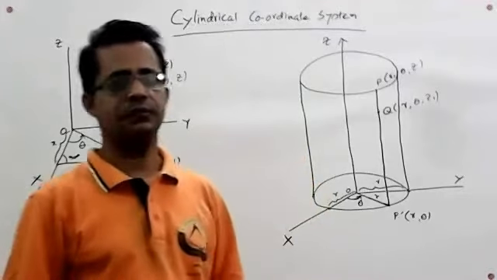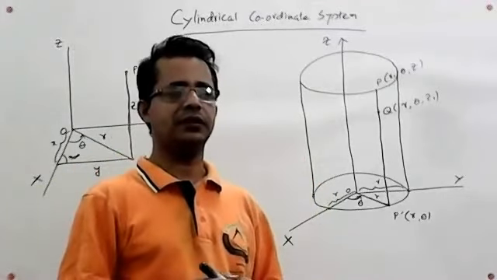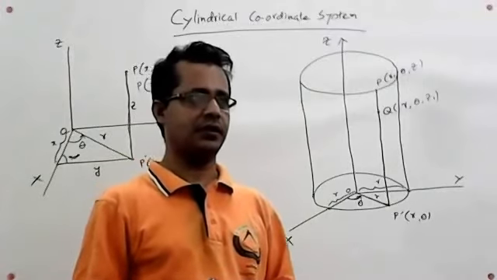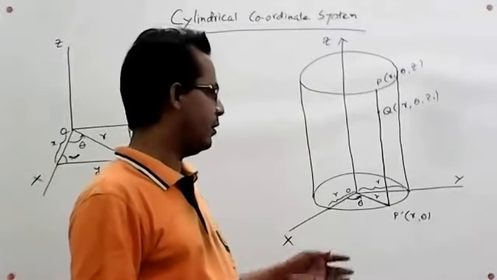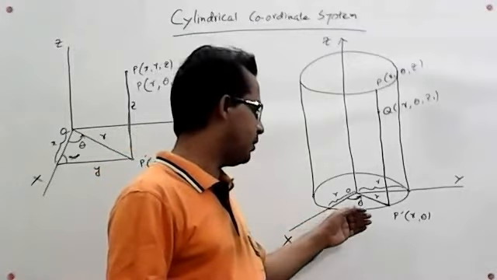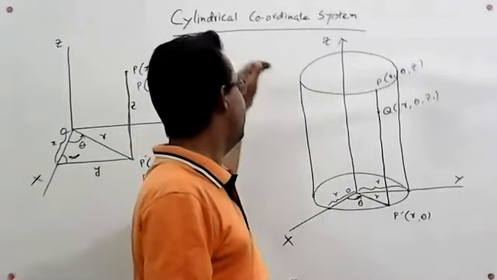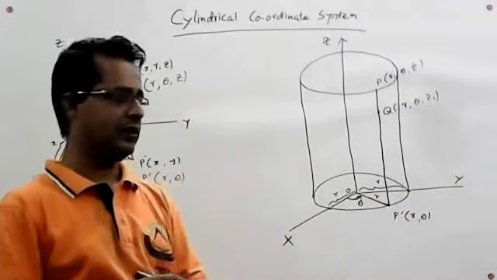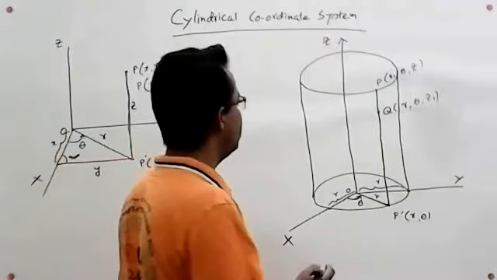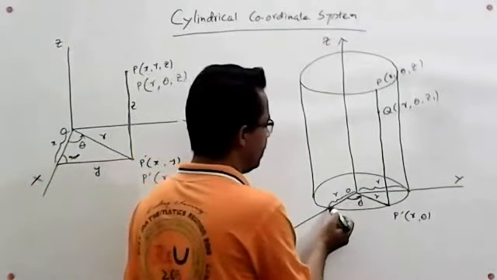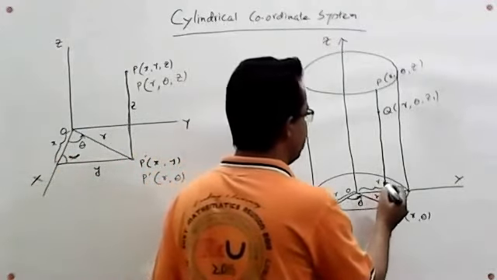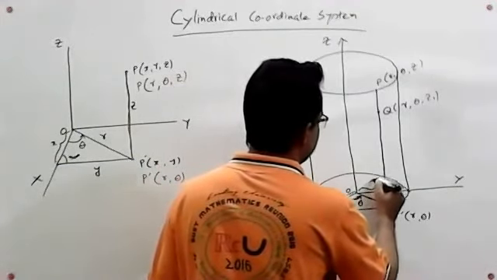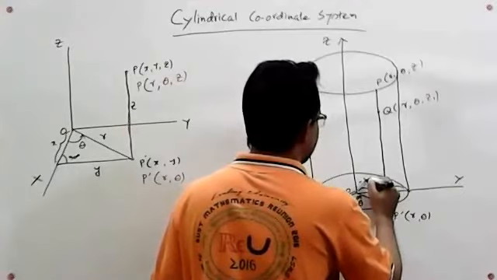Here, one thing is very important. We know that in the polar coordinate system, R is always non-negative. But in the three-dimensional cylindrical coordinate system, R can be negative. Suppose this is the radius of this cylinder, R. Now, if we move in the backward direction, this is by minus.